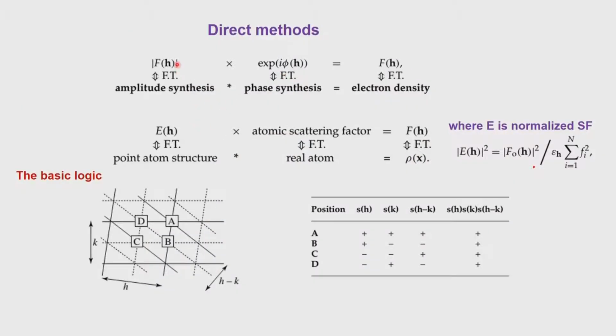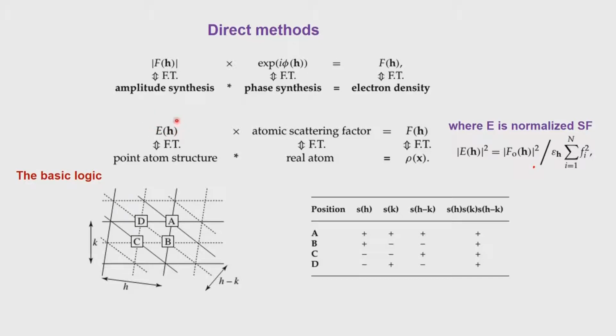So what is done in direct methods is to take, instead of F of H, the value of what we call normalized structure factors, E of H. And of course with the phases, it will be giving us the point atom structure. Now this is the logic which we use in the case of direct methods, that we use E of H, which is the normalized structure factors.